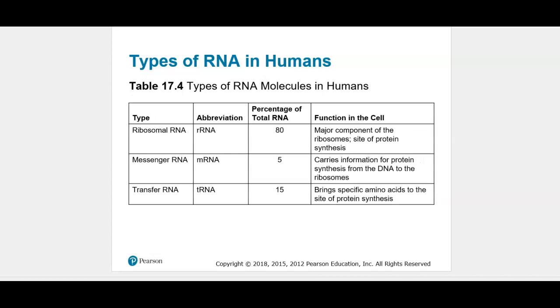And here's some statistics on it. How much percentage of the total RNA? You see 80% ribosomal, messenger RNA 5, and then transfer RNA 15. And you'll see, when you see the details of how this is done, you might see how this is kind of a reasonable breakdown percentage-wise.